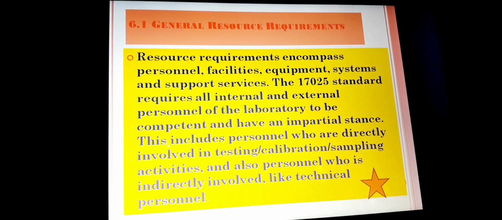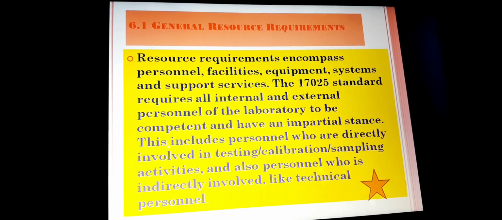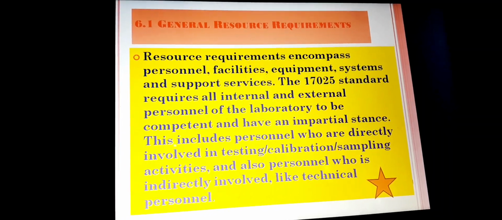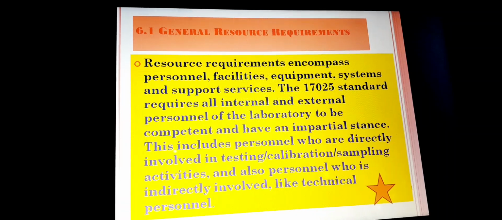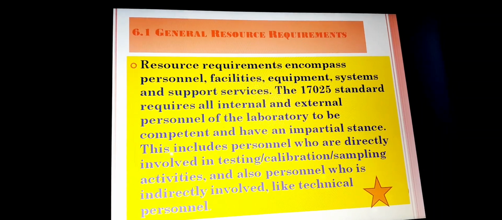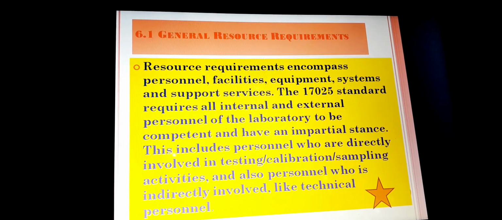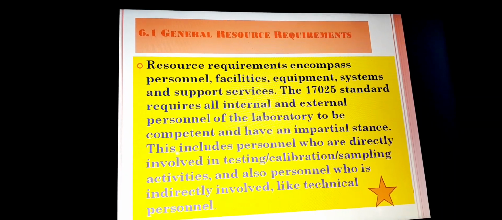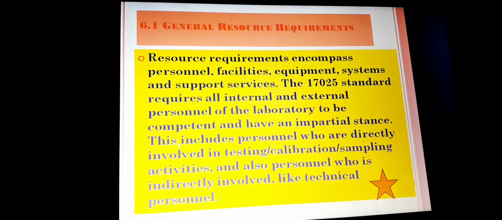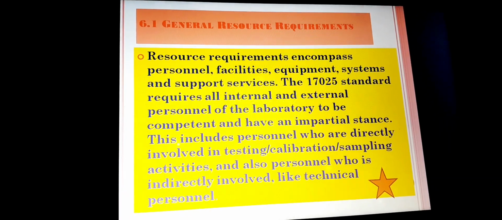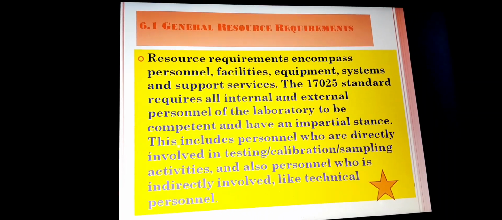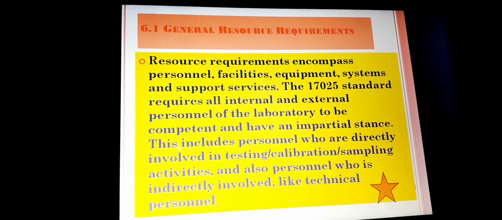Now what is general? It includes the resource requirements which encompass personnel, facilities, equipment, systems and support services. The ISO 17025-2017 standard requires all internal and external personnel of the laboratory to be competent and have an impartial stance. This includes personnel who are directly involved in testing, calibration and sampling activity, and also personnel who are indirectly involved, like technical personnel.